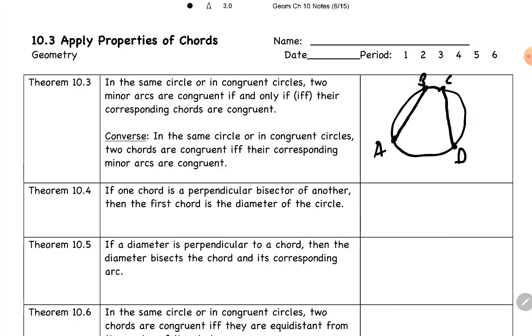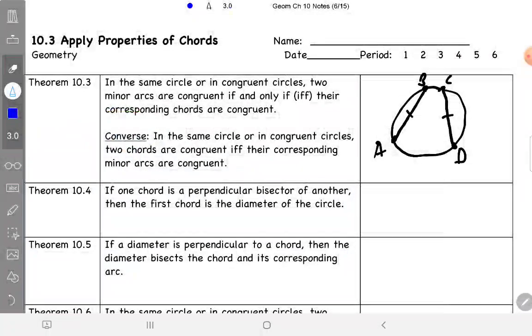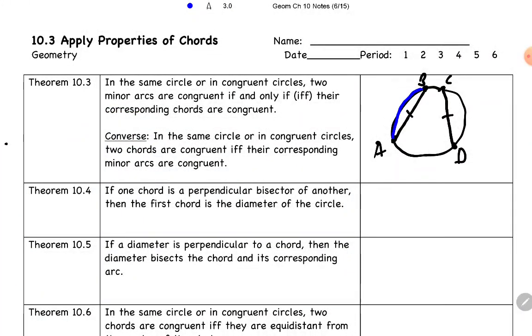In the same circle or in congruent circles, two minor arcs are congruent if and only if their corresponding chords are congruent. So we're talking about these two minor arcs here, AB and CD. These arcs are congruent if their corresponding chords are also congruent. And the backwards works too. If the arcs are congruent, then the chords are congruent.